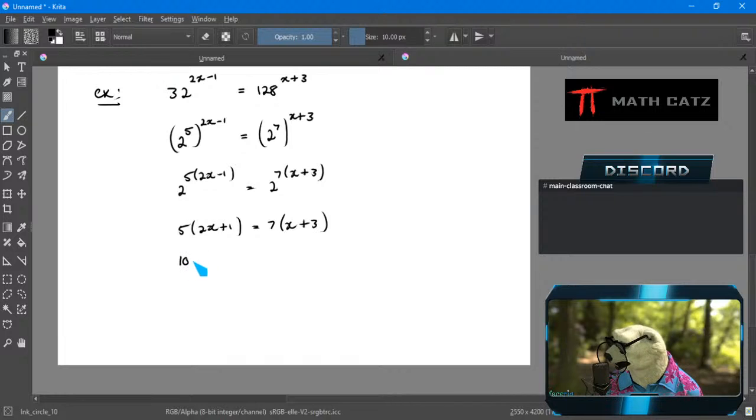So then I have 10x plus 5 equals 7x plus 21. I've now gotten the x that was in the exponent level out into the base level, and I have 3x equals 16, x equals 16 over 3, and I'm done.